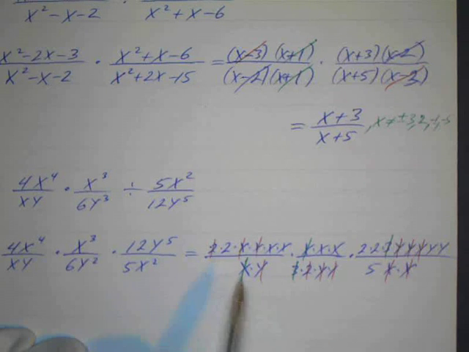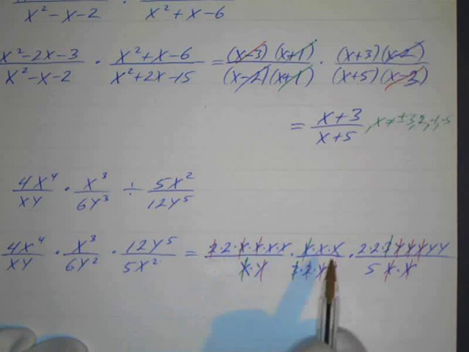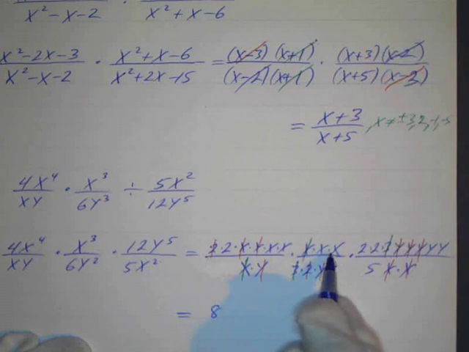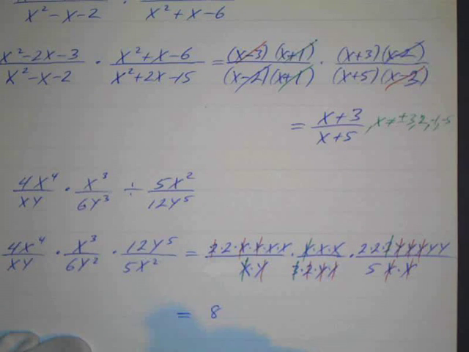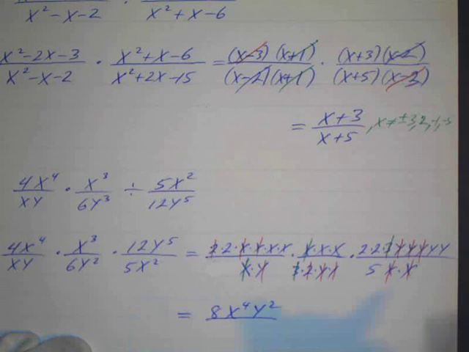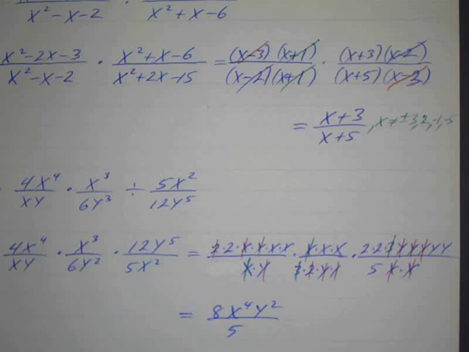Alrighty, and what's left? Well, on the top I've got 2, 2, 2, so 2 times 2 is 4 times 2 is 8. So on the top I've got 8. And then I've got x, x, x, x, so I got x to the 4th. And I've got y squared. And on the bottom I have just 5. So there you go. So if that makes sense. 4 x's in the top, 2 y's. So hopefully everything's fine on that one.